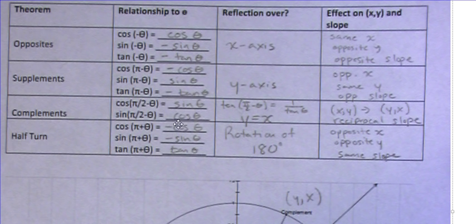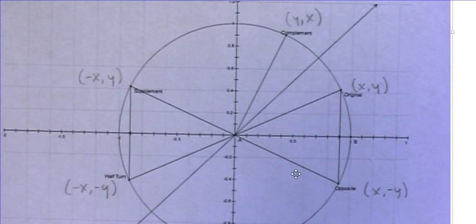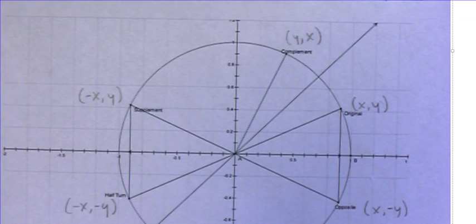The last one, which is one of the easiest ones to see, is the half-turn theorem. So if this is our original rotation, a half turn from that original rotation would yield this point down here. We can see that the x-coordinate and the y-coordinate are both opposite one another, but the slopes would end up being the same. If you look, they are on the same line, so we can see the slopes are the same at that point.